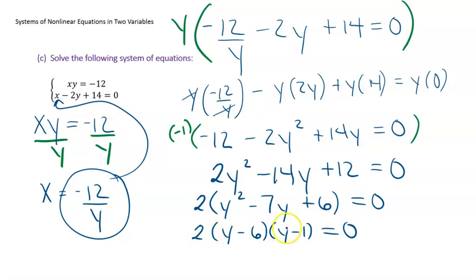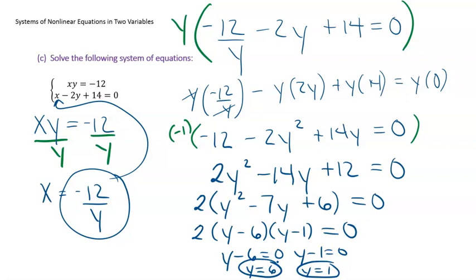I set each of these 3 factors equal to 0. Well, when you set 2 equal to 0, there's no variable there, so I don't get a solution for that. But I do set y minus 6 equals 0 and y minus 1 equals 0, and I get y is equal to 6 and y is equal to 1. I'm going to circle it so I can find it. But now that's not my answer, right?